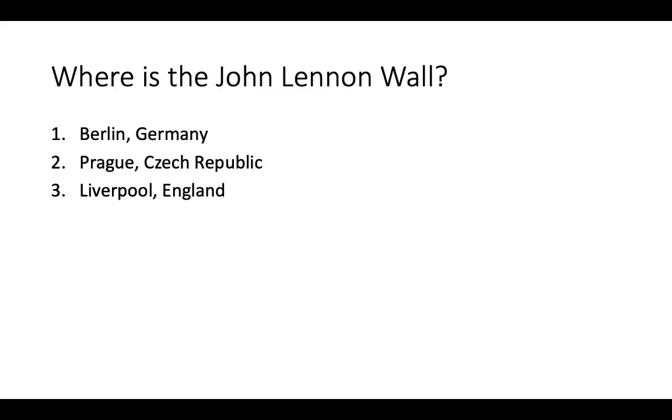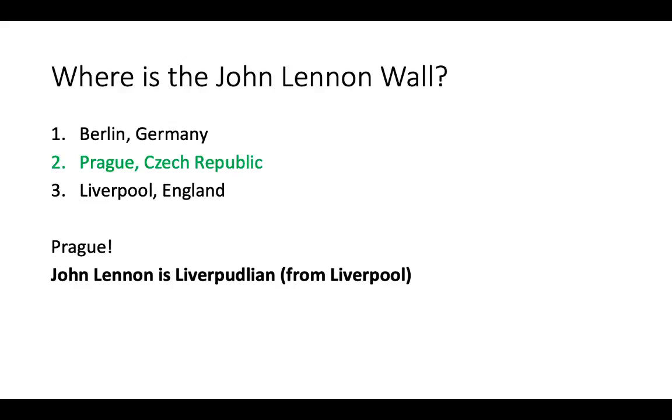Where is the John Lennon Wall? Is it in Berlin, Germany, Prague, Czech Republic, or Liverpool, England? The answer is Prague, Czech Republic. John Lennon is Liverpudlian, which means he is from Liverpool.